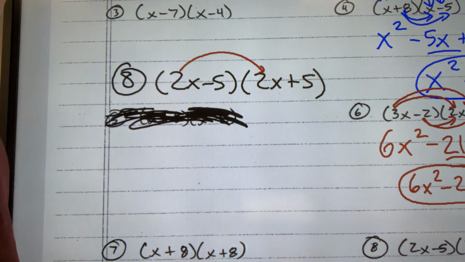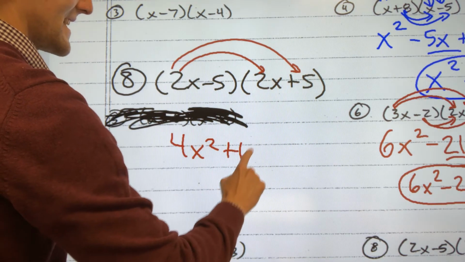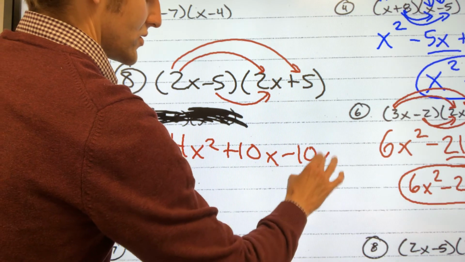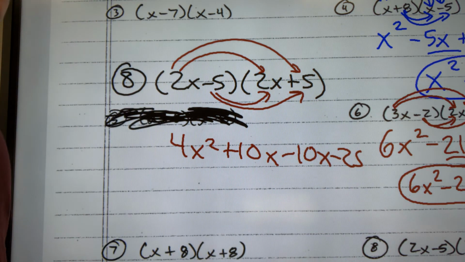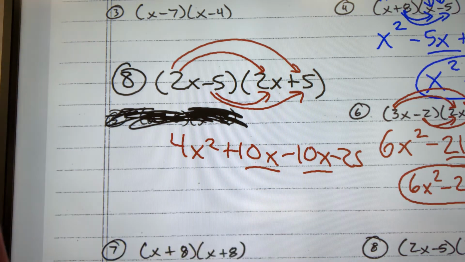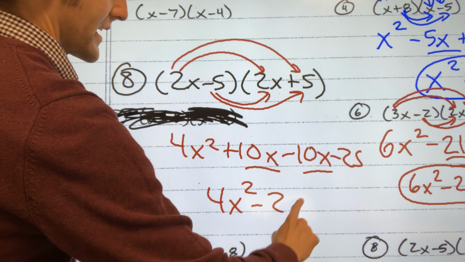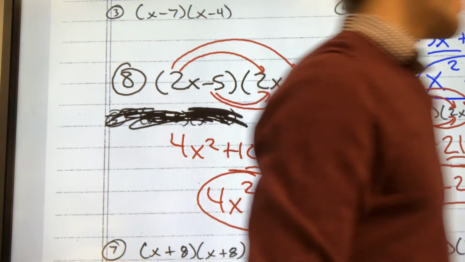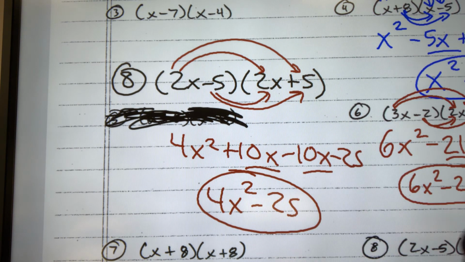2x times 2x. 2 times 2 is 4. 4x squared. 2x times 5, that's 10x. Negative 5 times 2x is a negative 10x. And negative 5 times 5 is minus 25. The middle terms cancel. 10x minus 10x, no x's. You're left with 4x squared minus 25. They canceled, not coincidentally. There's something special about those two binomials. You might be able to see why they cancel. We'll talk more about that later.